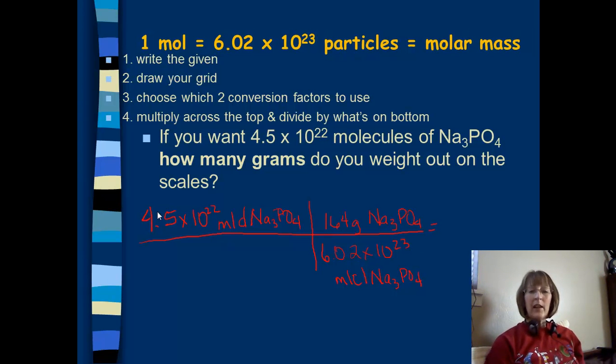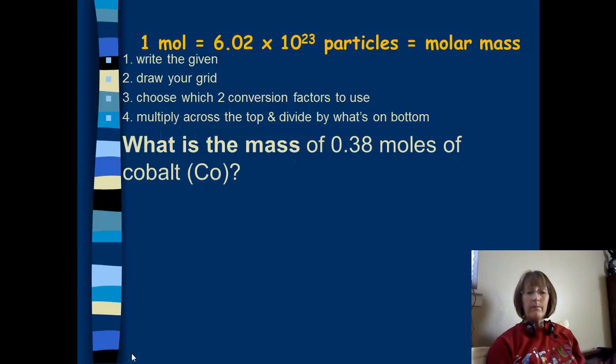When you pop it into your calculator, multiply across the top, divide by what's on bottom, and we end up with 12.26 grams of sodium phosphate. Okay? You guys really need to pause now and pop this into your calculator and make sure that you're coming out with the same answer that I am. Maybe I got one of these wrong, and you need to check it and make sure and tell me in class if I have one wrong. I appreciate it if you do.